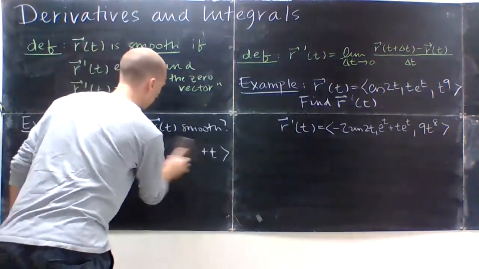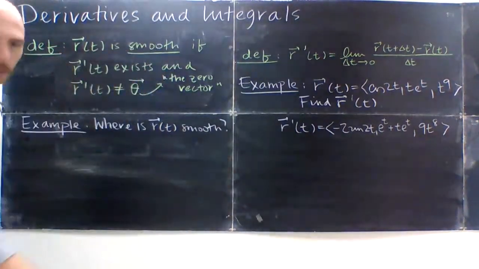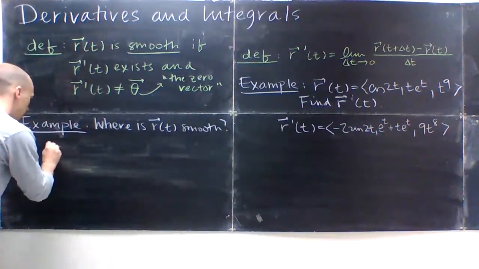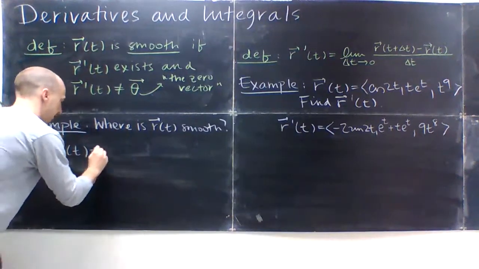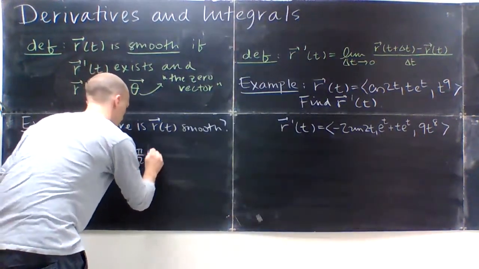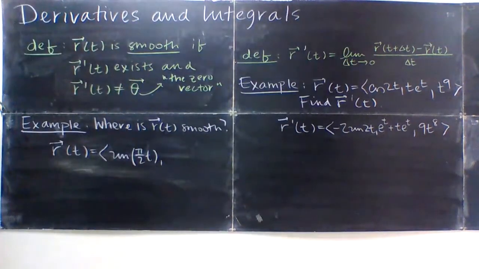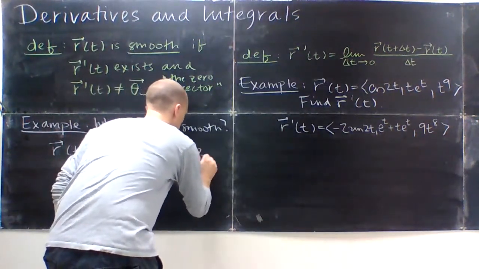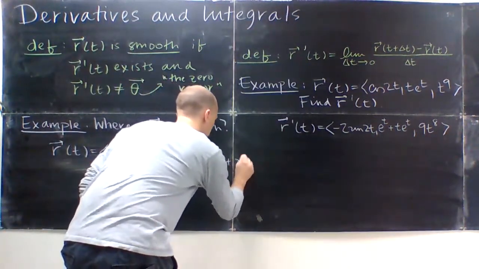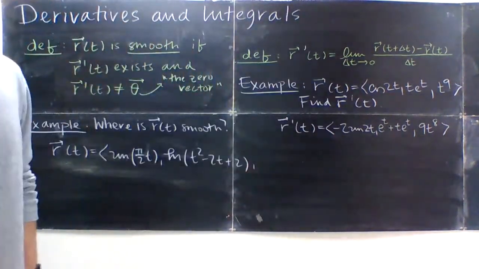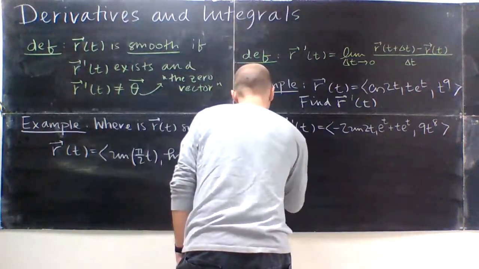Let me give you a case of one where it would not be smooth everywhere. I've got an example. It's ready. It's r of t equals sine of pi over 2t. What else do I have? Natural log of t squared minus 2t plus 2. And what's the last one? t minus 1 squared. Yes.